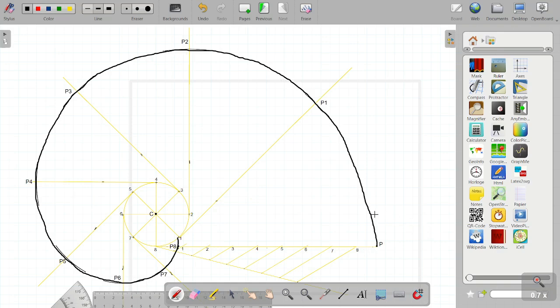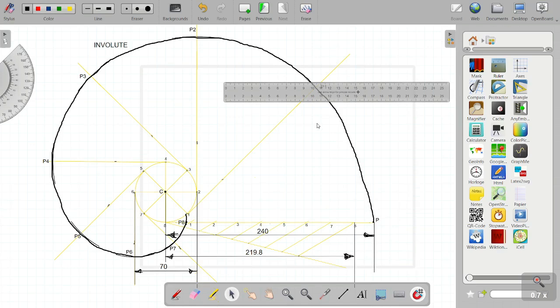Now we need to give the dimensions to complete the part. And also in the question it was asked to name the curve. So I will name the curve as involute. Now after giving the dimensions part, this has completed the involute.